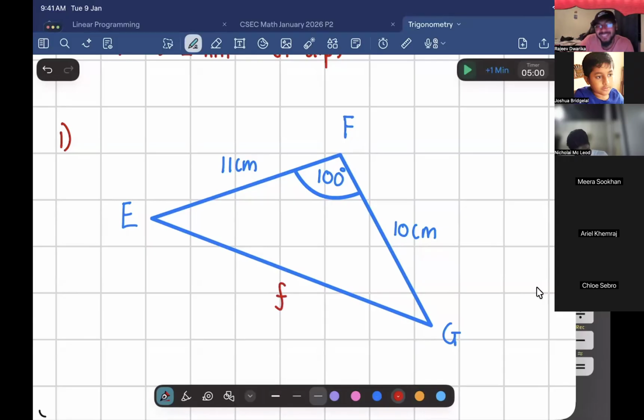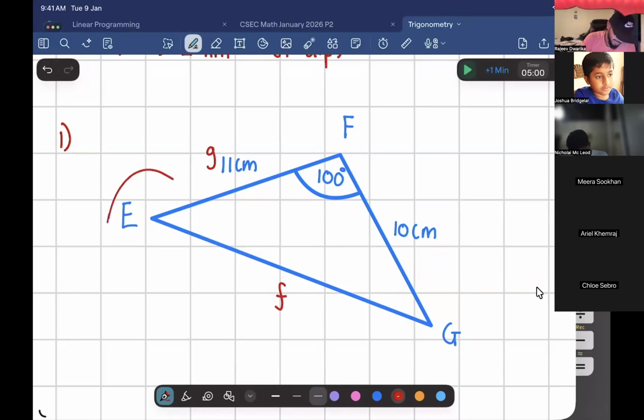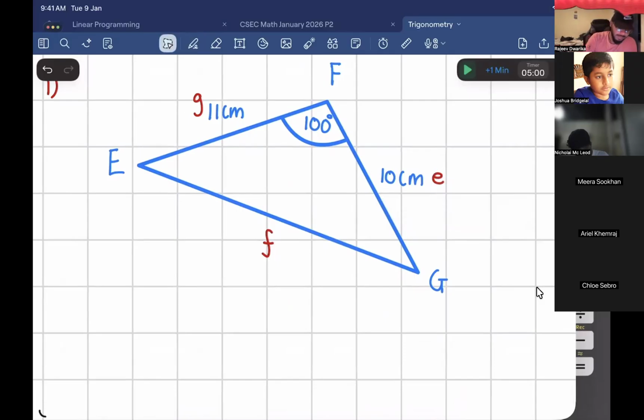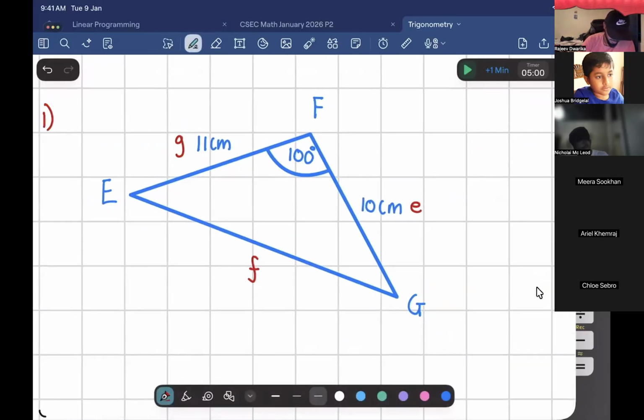Anyways, if this is angle G, what would we call this side? Baby G. And then baby E on the other side. Okay Mira, if you look at this diagram, what length are we missing? Baby F is missing, right?